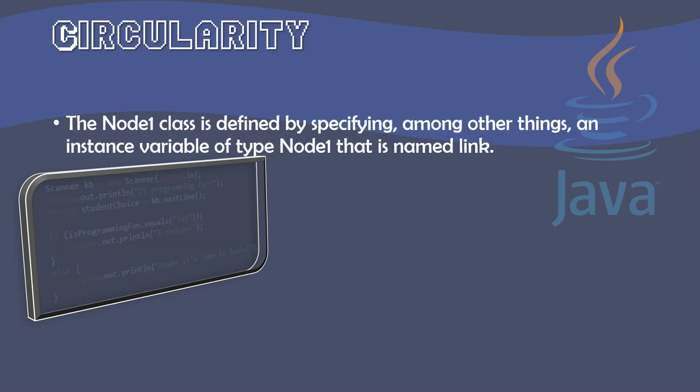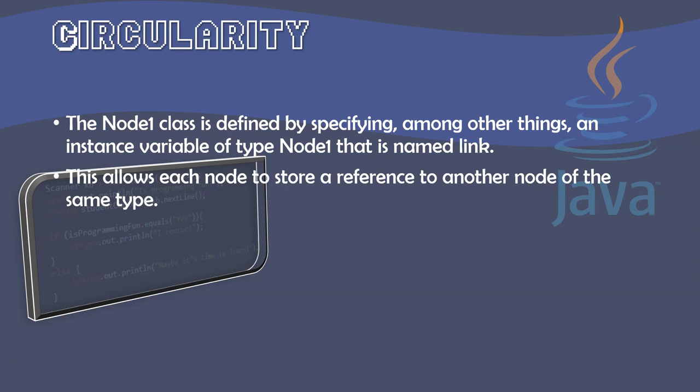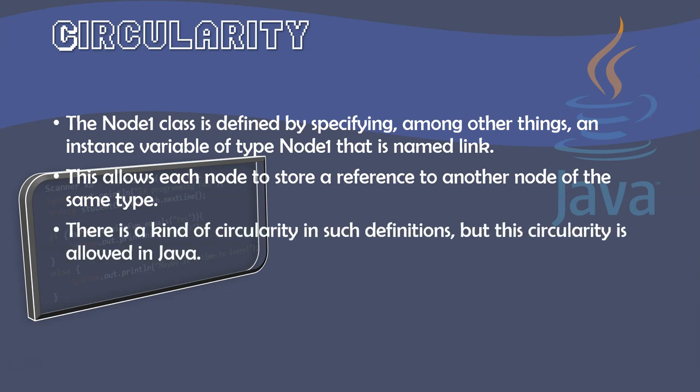Now, you might notice there's a little circularity going on here. The Node1 class is defined by specifying, among other things, a variable of type Node1 that is named link. This allows each node to store a reference to another node of the same type. So you notice it's talking back to itself here. It feels like recursion, where a function calls itself. There's a little bit of that circularity going on here, and it's perfectly allowed within Java for a node to reference another node.